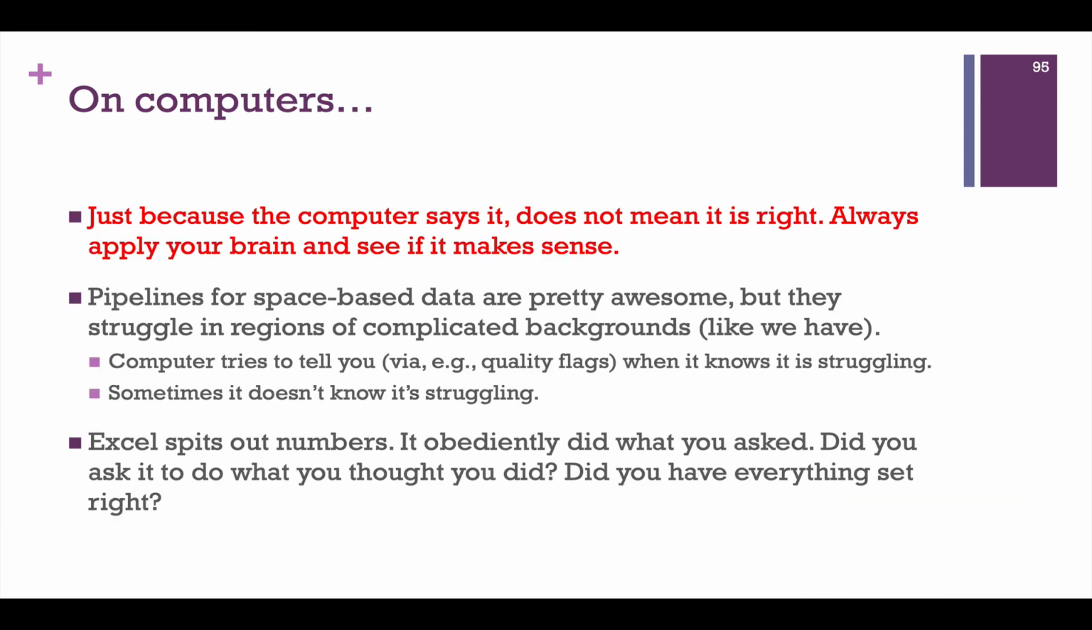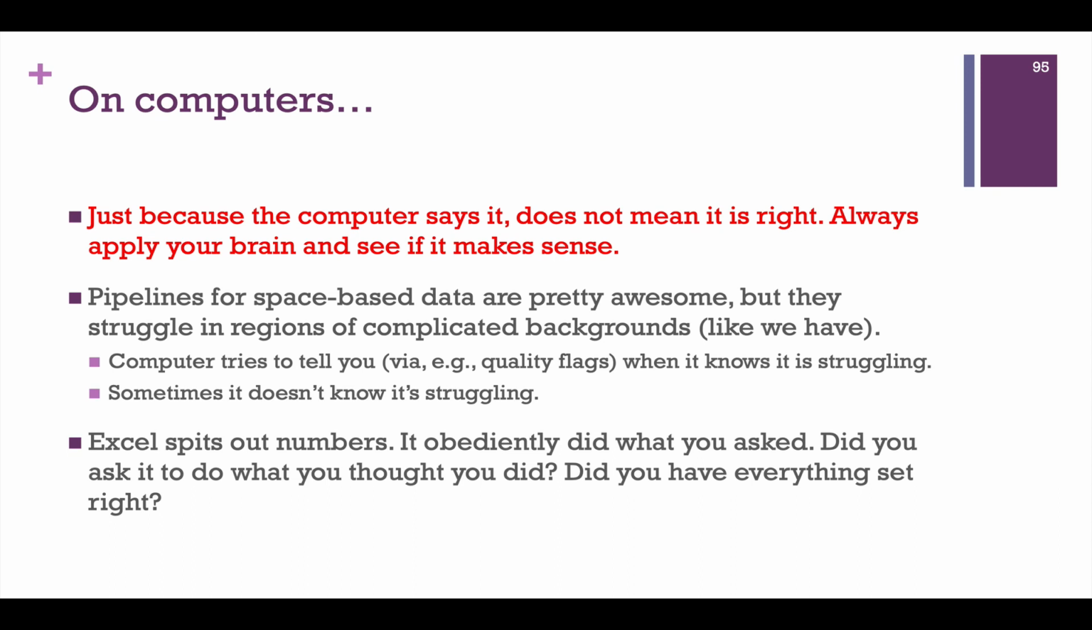That works too. On computers in general, just because the computer says it does not mean it is right. You always need to apply your brain and see if it makes sense. So the pipelines that have already generated these catalogs are pretty awesome, and they do a fabulous job overall. But they're going to struggle in regions where there's lots of stars and lots of nebula, and the region is complicated, and that's what we have. So the computer is going to try and tell you when it thinks it's struggling, because it's going to give you quality flags and other things to look at. And sometimes it just doesn't know that it's struggling. And that's why we need to spend some time actually exploring SEDs and images and color magnitude diagrams.